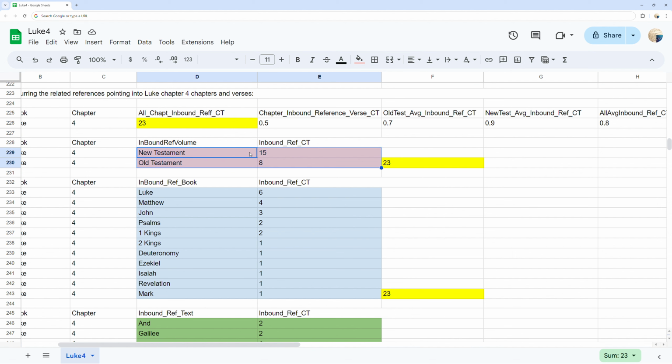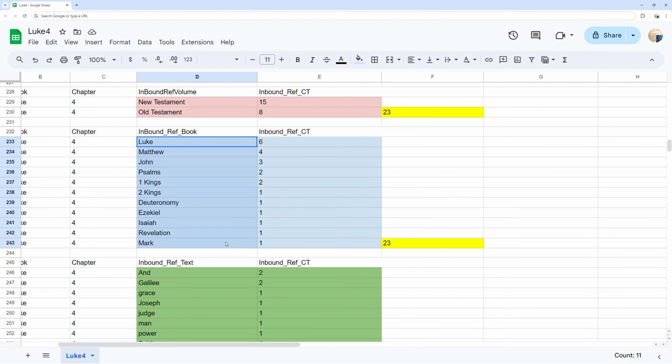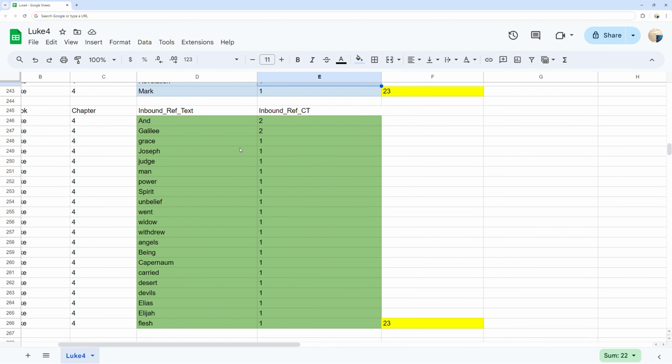In red, you can see the inbound references by origin source of either Old Testament or New Testament ordered by counts. In blue, you can see the 11 inbound references into Luke chapter 4 verse references by origin Bible books Luke through Mark ordered by counts. In green, you can see the 21 words that incur the related inbound reference counts into Luke chapter 4 from other Bible verses ordered by the count used.